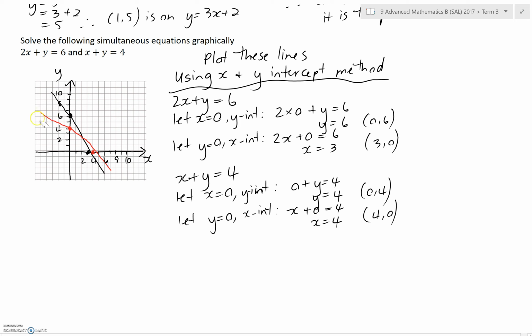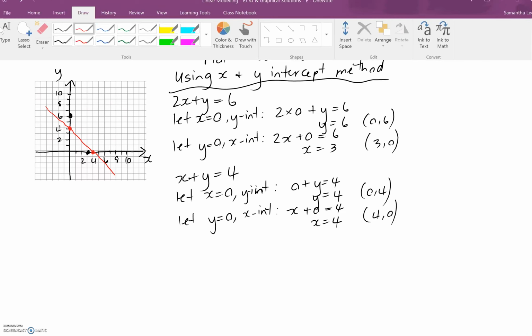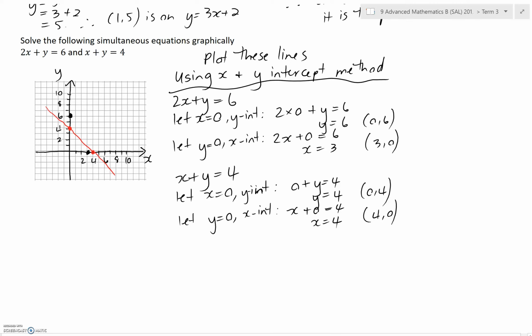In fact, I'm going to redraw that one. That's so bad. And I'm actually going to redraw my first one too, because that was really bad as well. Okay, so they're a little bit better, but not super awesome. You can see where it's supposed to cross is there. I've got a little bit of a dodgy line, so it's not perfect, but this is where my solution is.